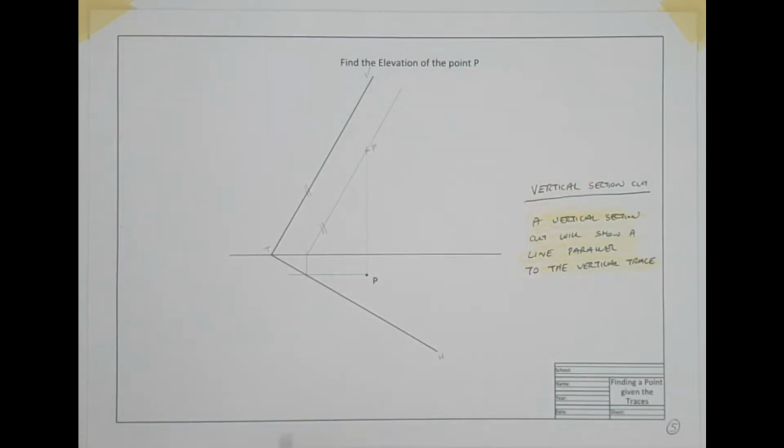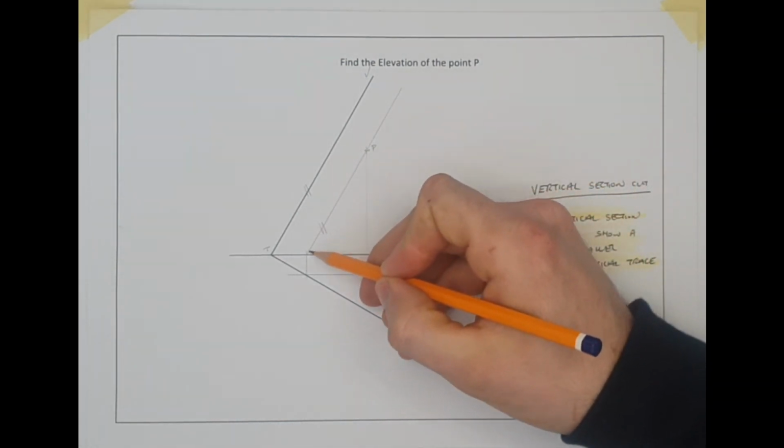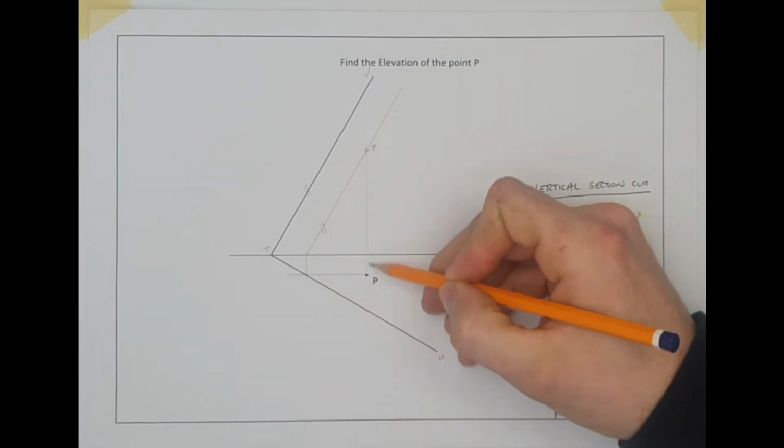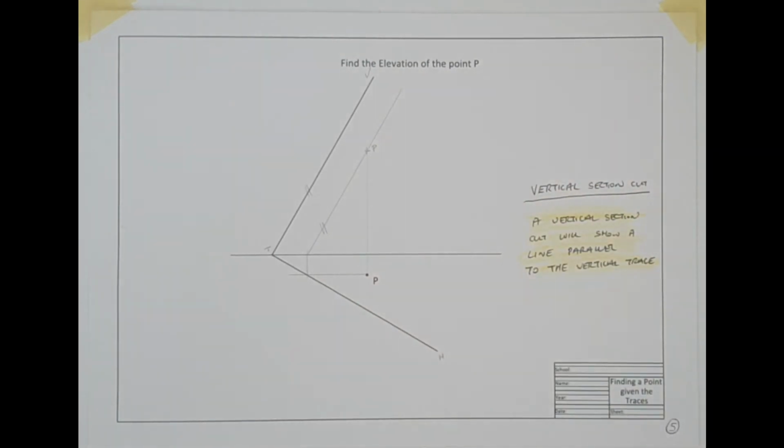Or using our vertical section cut method, you can come parallel to the vertical trace down to hit the horizontal, and across and down to hit. So either way, whatever way you want to work this, you work it with that method. If a question is repeated a second time on the second page, solve it using a different method.